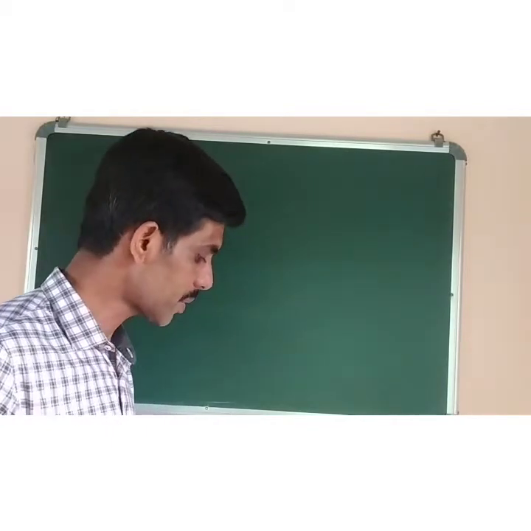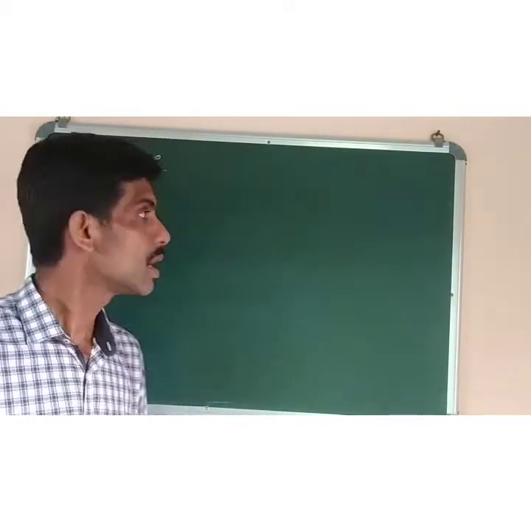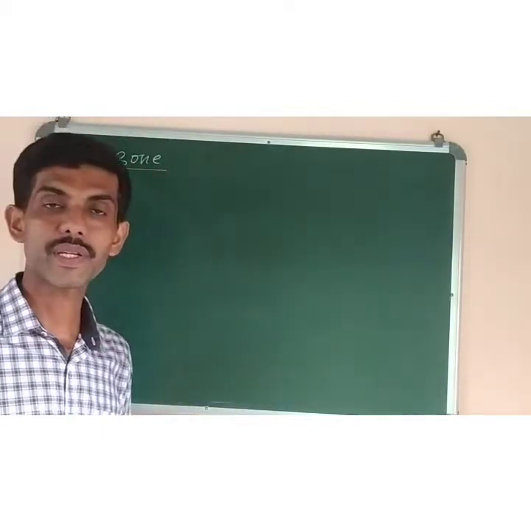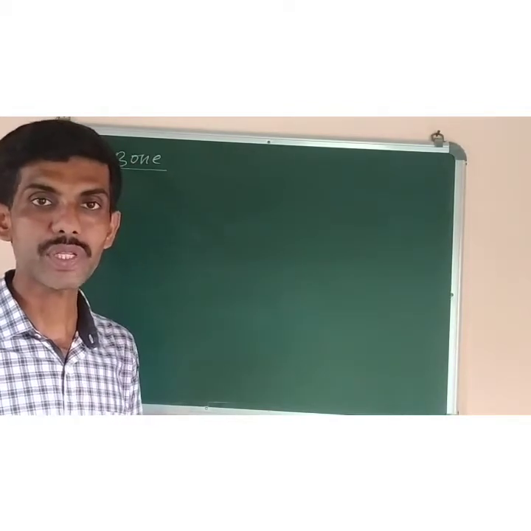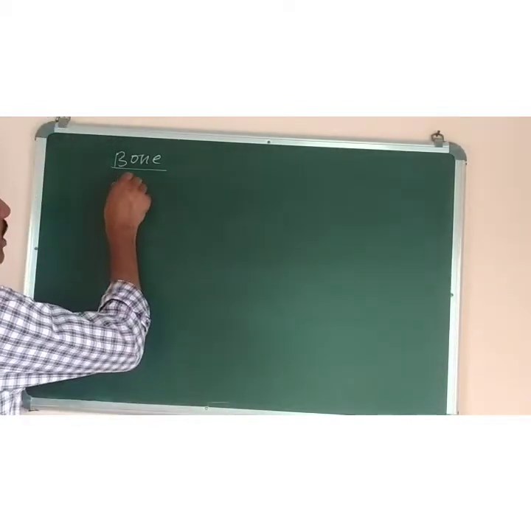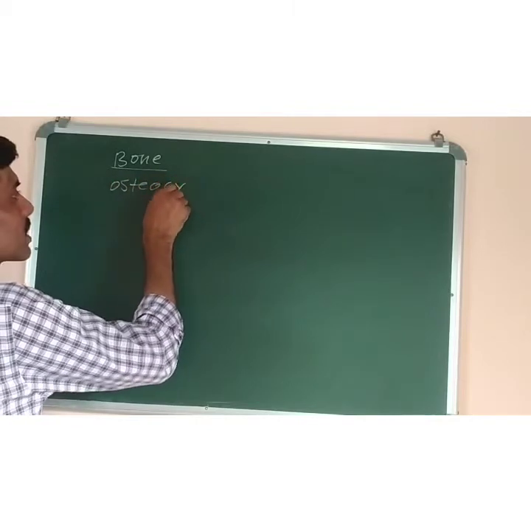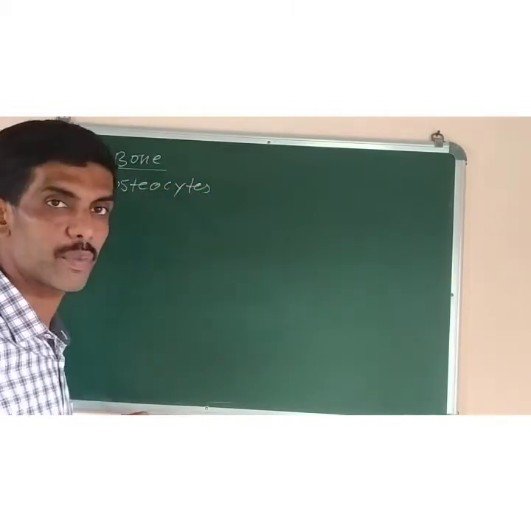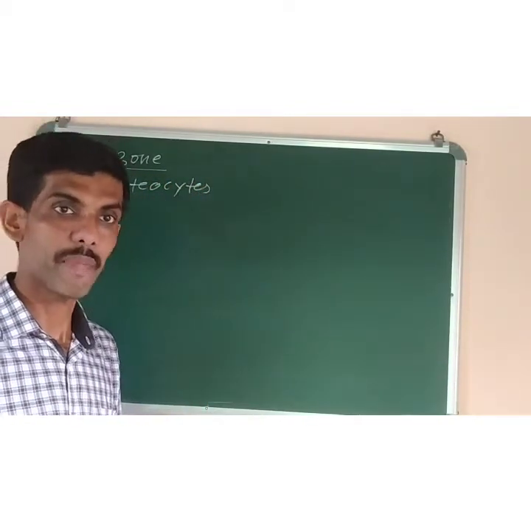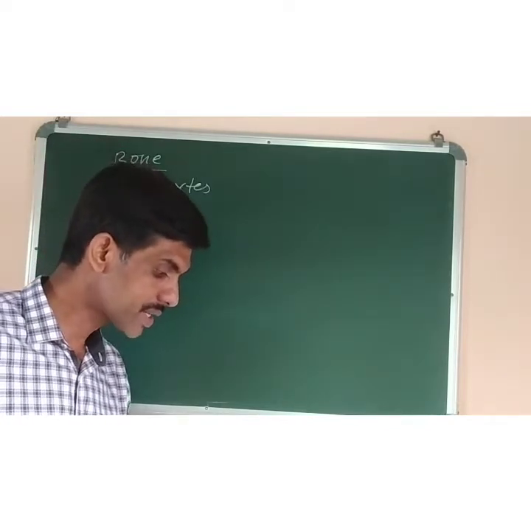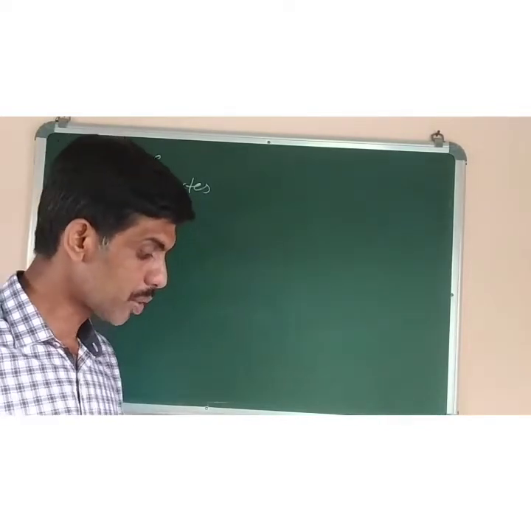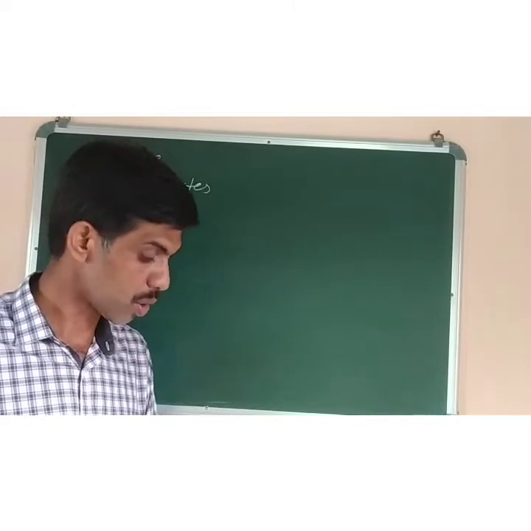Next, supportive connective tissue. Bones you have already studied. Bone is the hardest substance present in our body. It is made up of bone cells which are called osteocytes. What are osteocytes? They are the bone cells which are present in a matrix. And bone is the hardest porous tissue. Bone matrix is made up of protein which is called ossein protein.